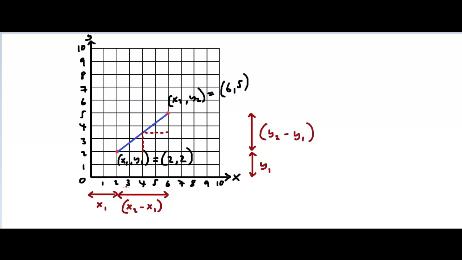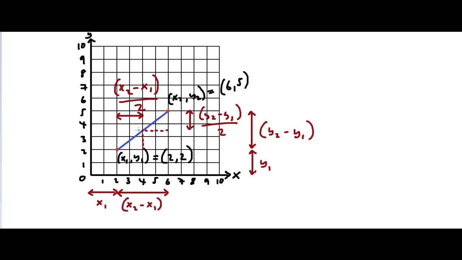we first have to divide the length x2 minus x1 into 2. So this length over here is actually x2 minus x1 divided by 2. What we must also do is divide the length y2 minus y1 into 2 as well. So this length over here is going to be y2 minus y1 divided by 2.